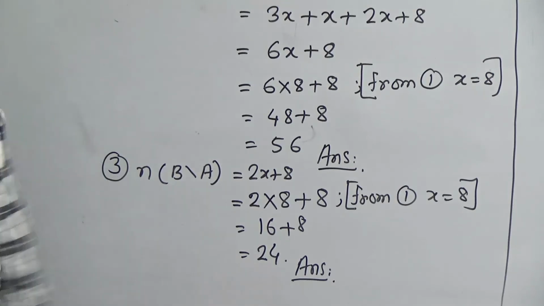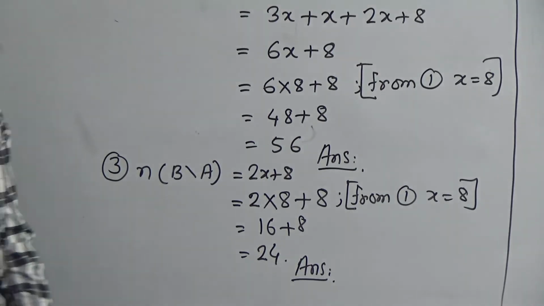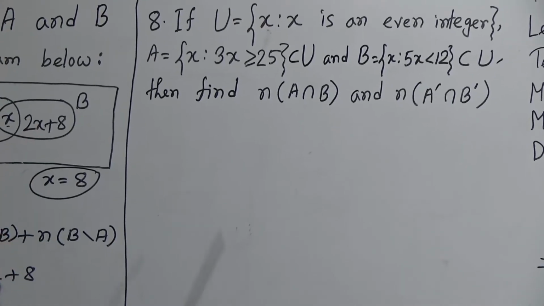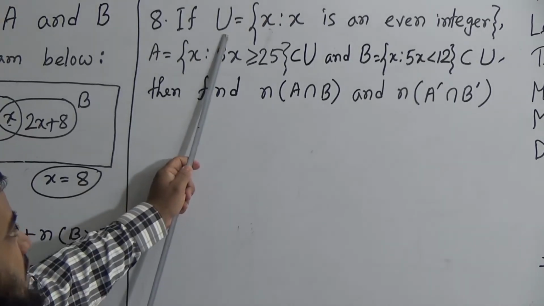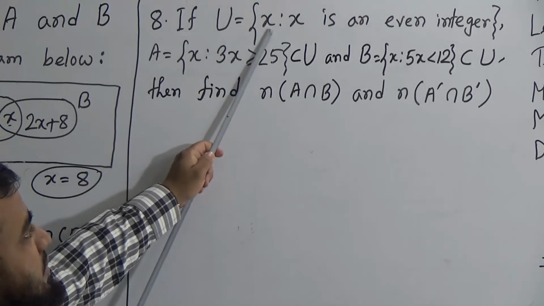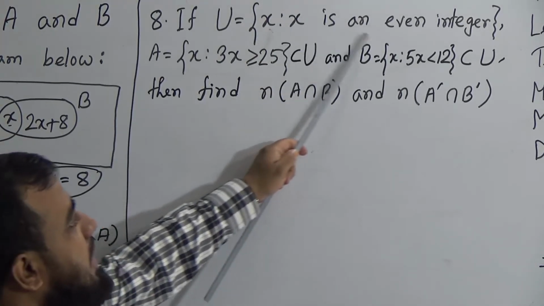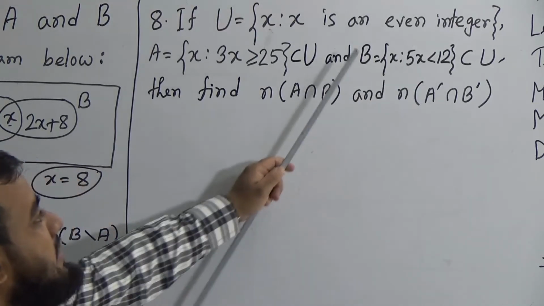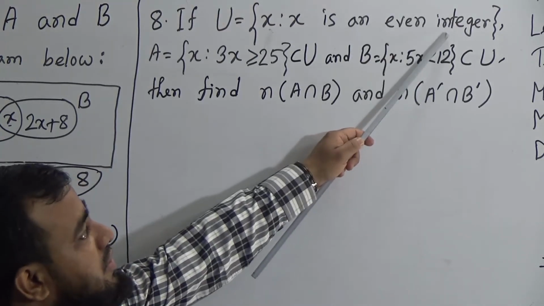Okay, now I am going to solve question number 8 on the right side, my dear students. On the right side we have question number 8, which we need to solve now. The question is, if U is a set of all x such that x is an even integer. Okay, x is an even integer here, x is an even number and also an integer.